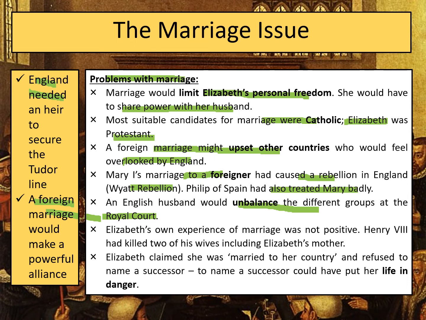Furthermore, if we think about her childhood, her own experience of marriage and what she had seen had not been positive. Her dad, Henry VIII, had killed two of his wives, including her own mother, Anne Boleyn. Instead, Elizabeth decided to claim that she was married to her country and refused to name a successor because that might put her in danger.